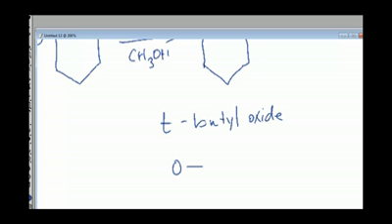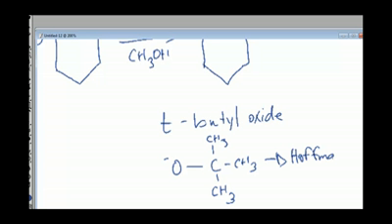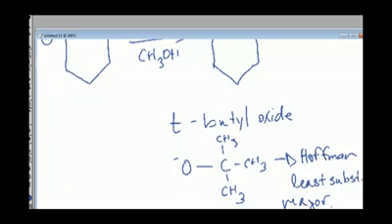T-butyl oxide looks something like this. And that's huge, and what will happen is this will lead to what's called a Hofmann product. And the Hofmann product is where the least substituted is the major product. And make sure you watch that video as well. But basically, in the presence of this, then we usually have the opposite of Zaitsev's rule.